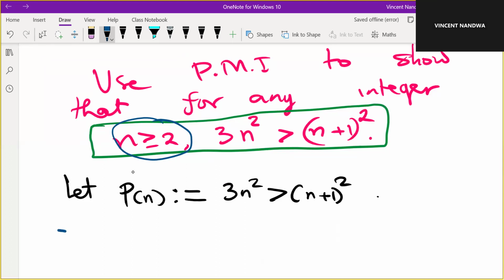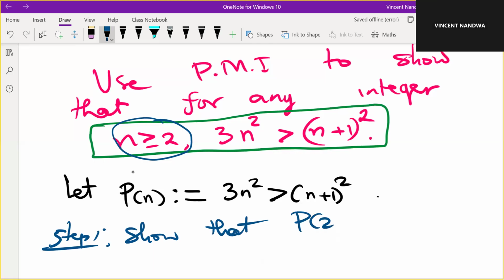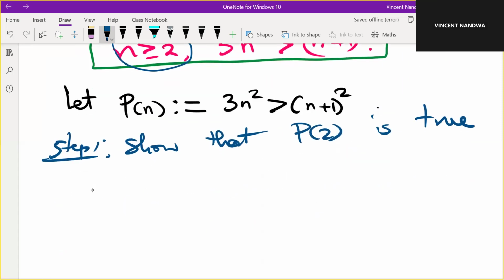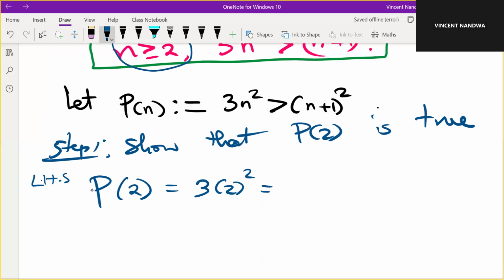Yeah, so step 1, show that P of 2 is true, because that's the smallest value of n that we need to start with, n greater than or equals to 2. So P of 2, left-hand side, will give us 3 times 2 power 2, which will be? What the value?